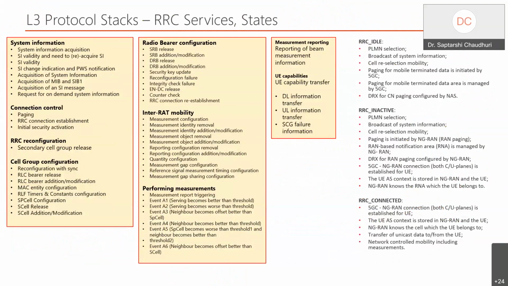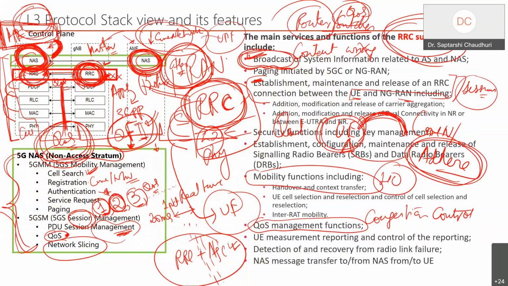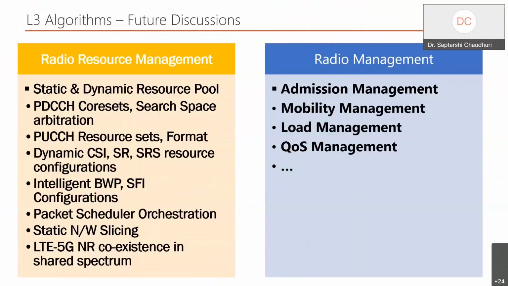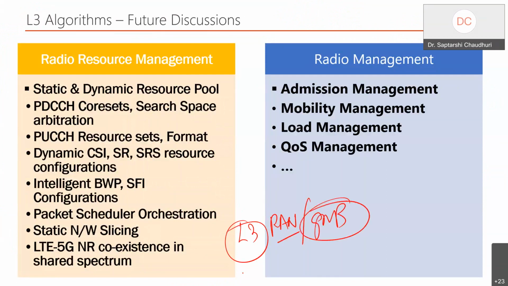Okay, so I talked about the RRC applicability and the non-access stratum applicability. I'll skip this slide and jump into what we call the layer 3 algorithms in the RAN space, the radio access network, the gNodeB space. Here, the first thing that happens is that the RRC configures two algorithms that run in parallel, what we call as radio.